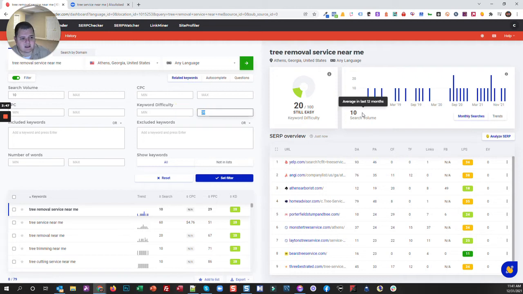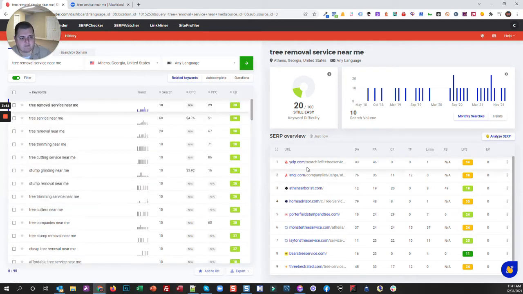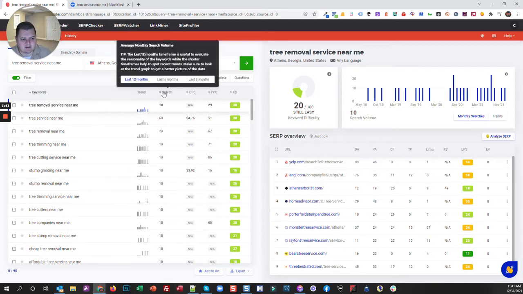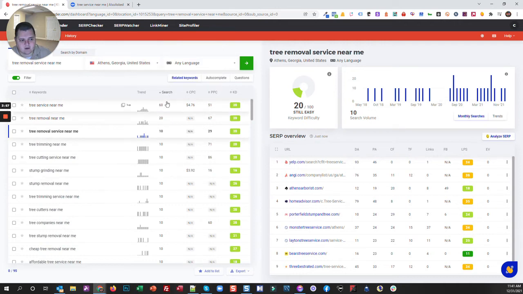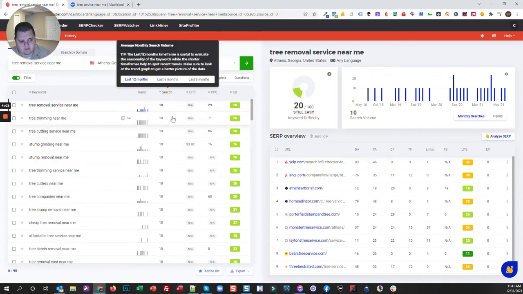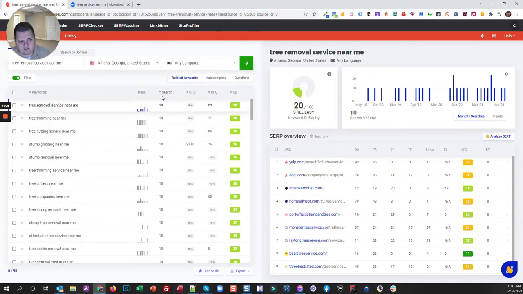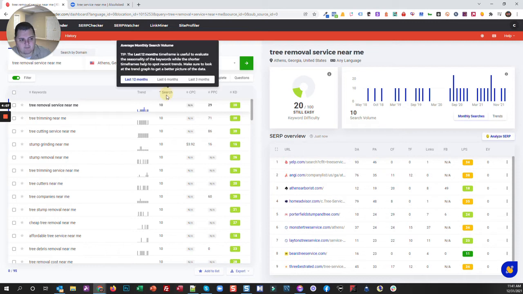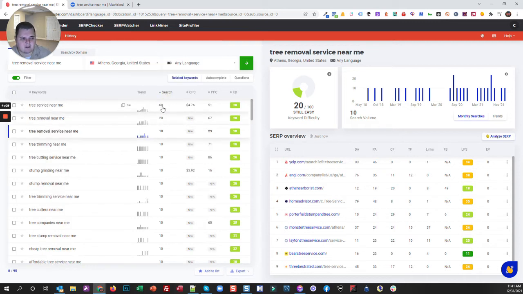So I'm going to set a keyword max difficulty of 30 and set my filter. Now that I've got those filters set, I want to sort this by my search volume. If I click it once and you see the arrow is down, it means that as you go down the list, the value goes down. If I were to flip that, as you go down the list, the values go up. So I want the top trend at the top.